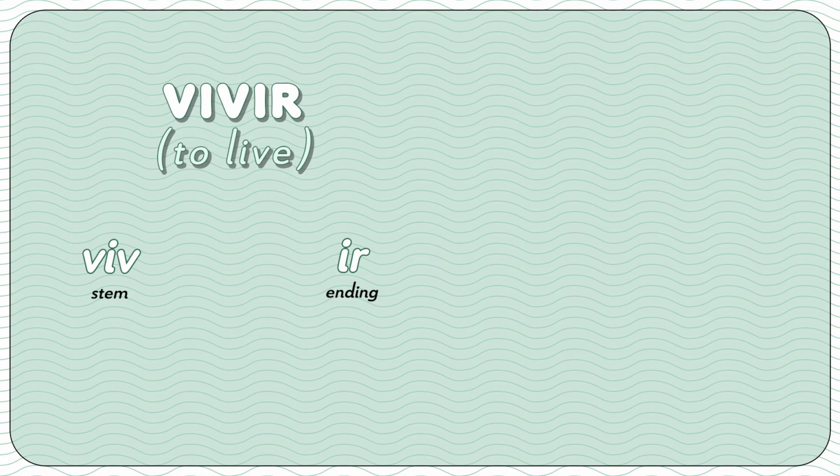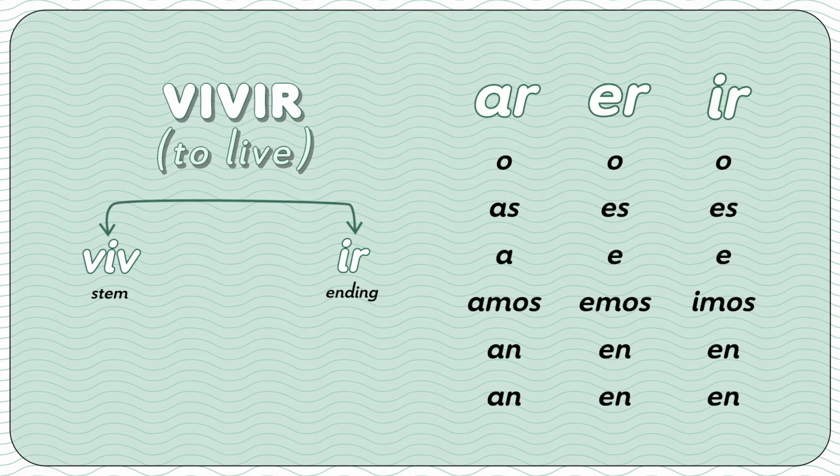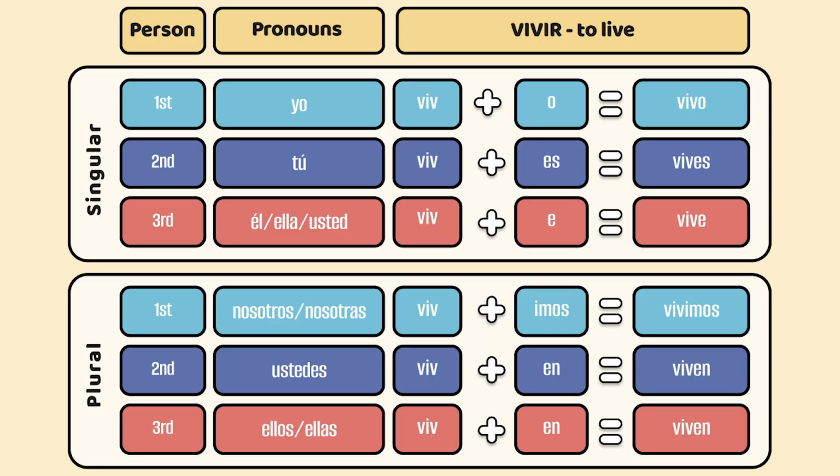Let's try out an IR ending verb, vivir, to live. So we're gonna break the verb into two, the stem, viv, and we're gonna replace the endings. So to say I live, we would say yo vivo. You live, tú vives. He, she, you formal live, él, ella, usted vive. We live, nosotros, nosotras vivimos. Y'all live, ustedes viven. They live, ellos, ellas viven.